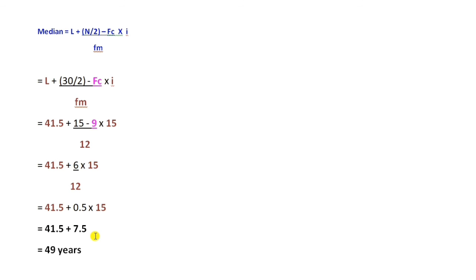49. Now in the examination, if you write only 49, they will deduct at least half of your number marks. So you should always mention the unit, which is in this case years.